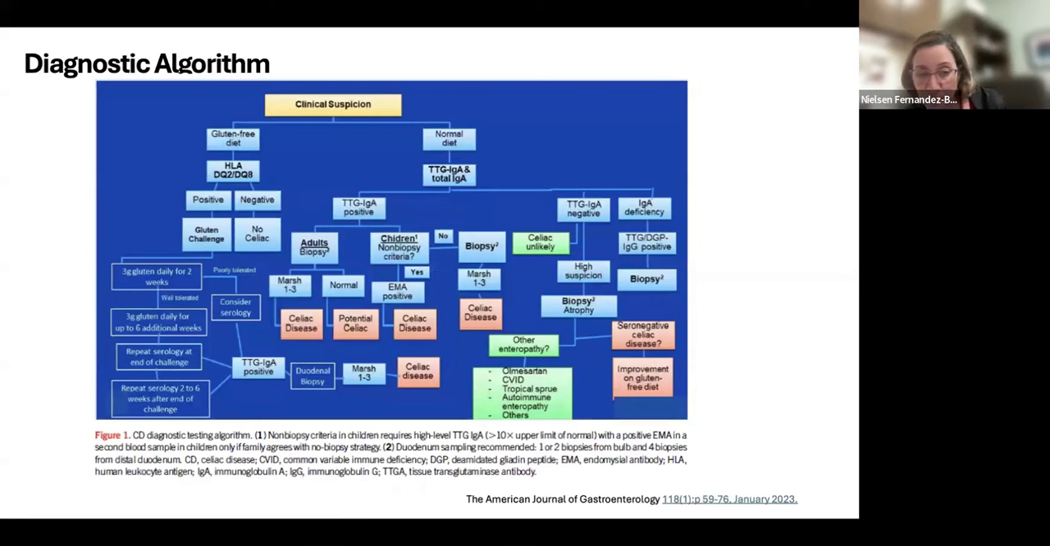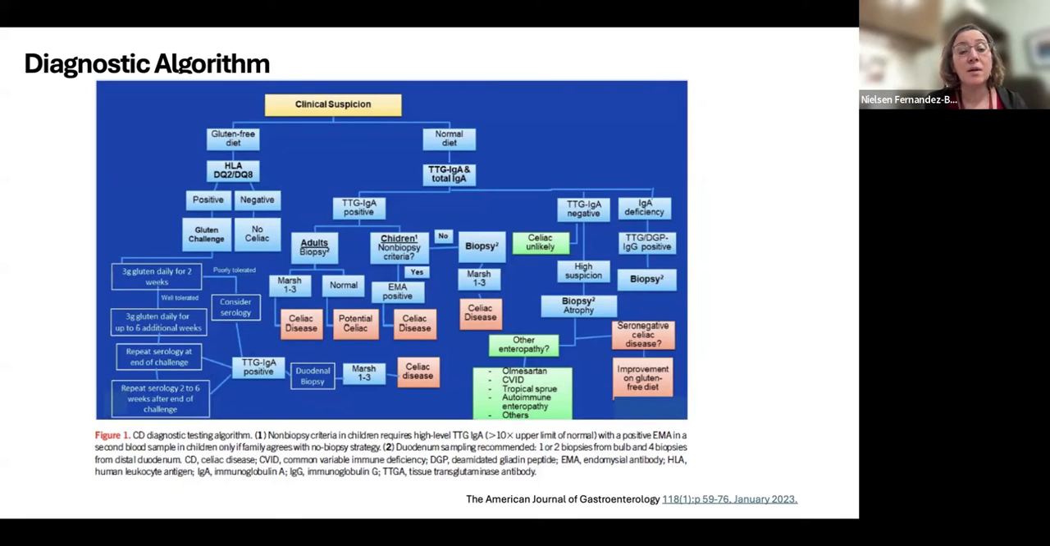Now, this is a busy slide, and I'm not going to go through everything, but the point here is that making the diagnosis could actually be quite difficult. And this is an algorithm from most recent guidelines. On one hand, in a patient who's on a gluten-free diet, it might be hard to make the call because the antibodies may be falsely negative. The biopsies may not be conclusive.